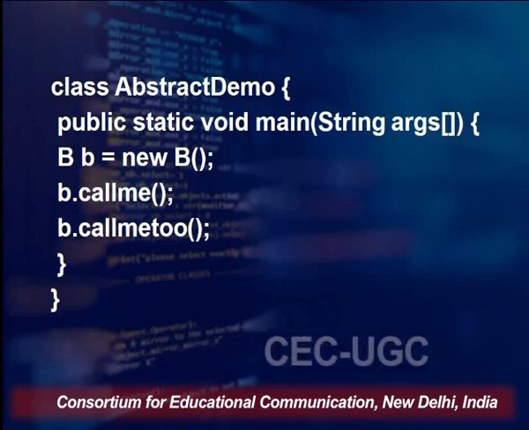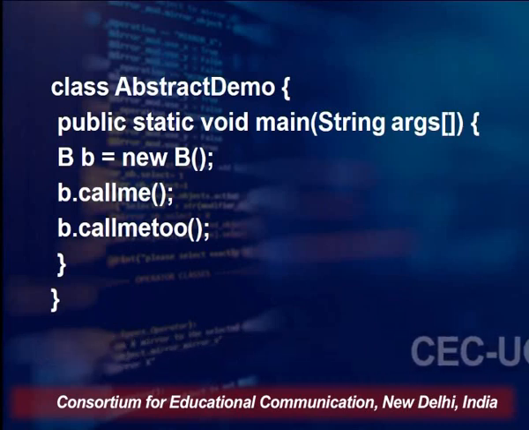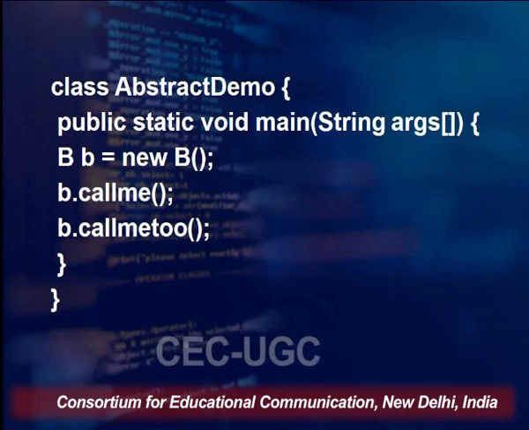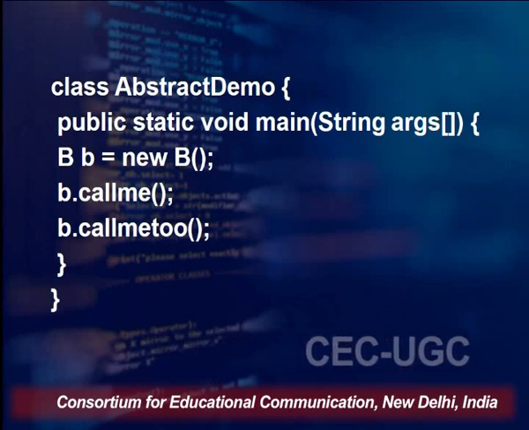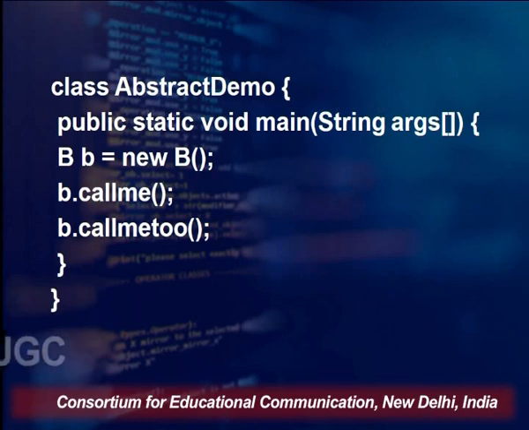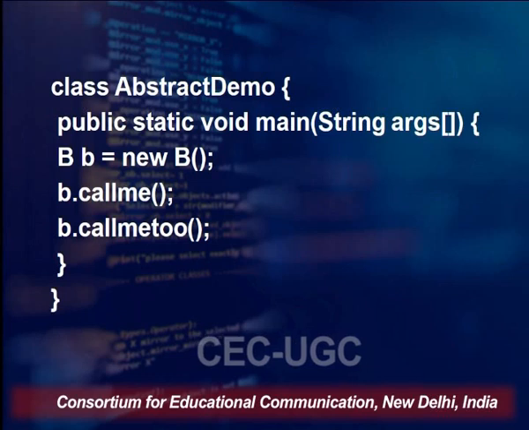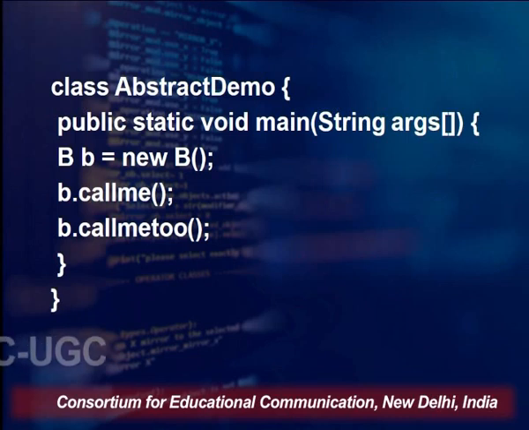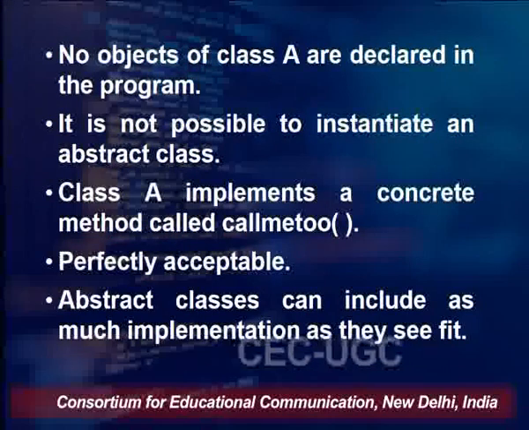And what is the expectation from the output? Callme has only one version, which is the version of B, this being an abstract method. Callme2 has its version which is available in the parent class. So both of the functions, callme and callme2, that means an abstract function and a concrete, non-abstract function, are both being called here with the help of the object.